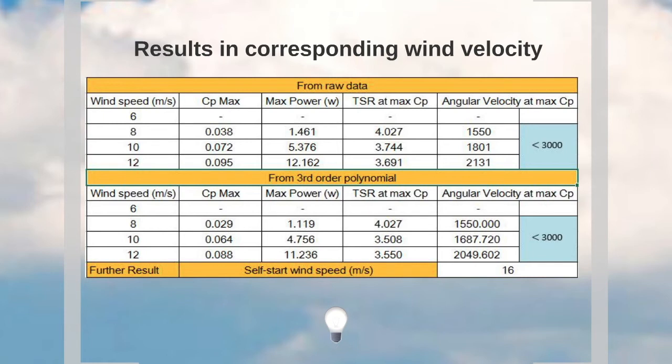The power generated is not the same as per design, but can still light up an energy saving bulb. Optimal values for TSR are less than the design value of 4.5. The maximum difference is about 1. An additional test is carried out to find out the self-start wind velocity, and the result is 16 meters per second.